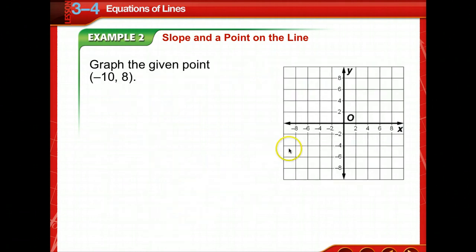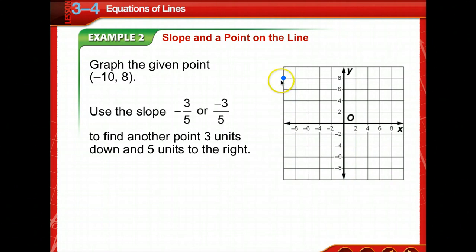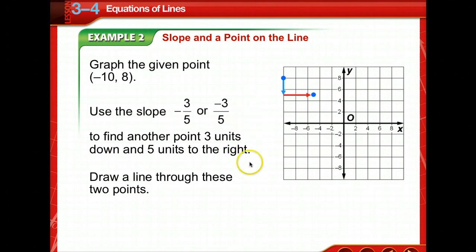So we're given the point (-10, 8). We're going to plot it. Well, that barely fits on the graph, doesn't it? And our slope is -3/5. So we're going to go down 3, right 5. Remember, you're only going to go in one negative direction. This is not -3 over -5. It's a -3 over a +5. You could also go a +3, -5, as long as you only go in one negative direction. You draw a line through the 2 points that have been made.